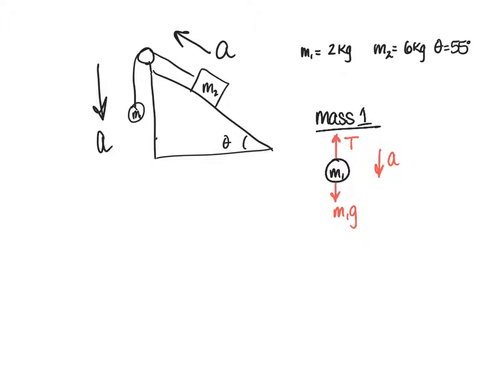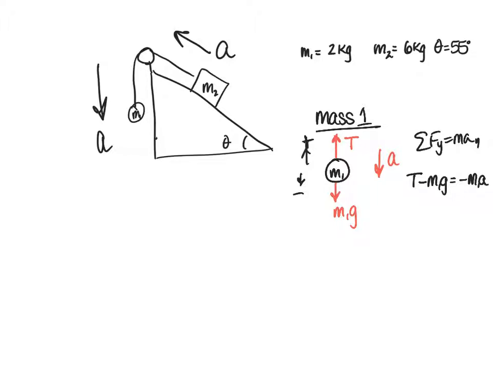It doesn't matter if you choose the wrong direction for acceleration because, as you'll see, your answer will come out negative. So if I look at the forces in the y direction for this problem, I'm going to choose up as positive and down as negative. Tension is up, so it's positive. The weight is down, so it's negative. And on the right-hand side, I have to make that acceleration negative too because it's down.